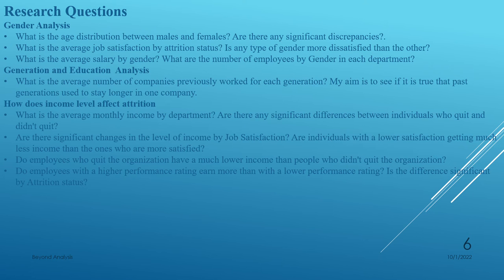We also have the average job satisfaction by attrition status. Here we are also going to determine if there is any gender more dissatisfied than the other. And also we are going to understand the average salary by gender, and the number of employees by gender in each department. And from there we'll move to generation and education analysis.